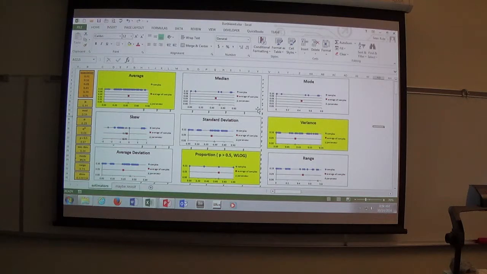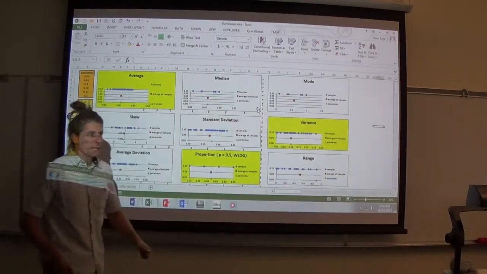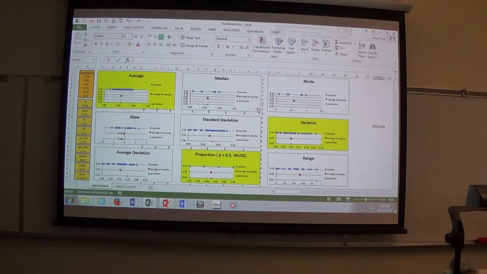Can anybody see why I made 3 of them yellow and the rest are just not yellowed? Let me see hands on this if you see it. Jim, go! Paul: The average of samples and parameters stay the same. The average of the samples, that red square, is always the same as the parameter value.